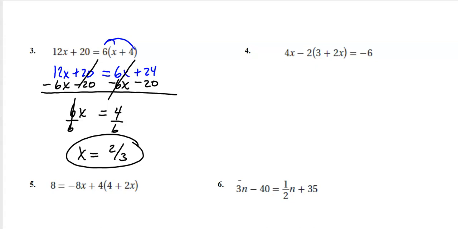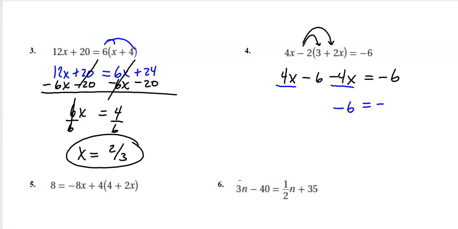I'm cool with that. This next one, I have to distribute the -2. So I have 4x, subtract 6, subtract 4x equals -6. Don't start doing anything to both sides just yet. I like to combine like terms first. So I have 4x minus 4x. So that goes away and becomes 0. So now I just have -6 equals -6, which I could carry down further. But this is what's known as the identity.